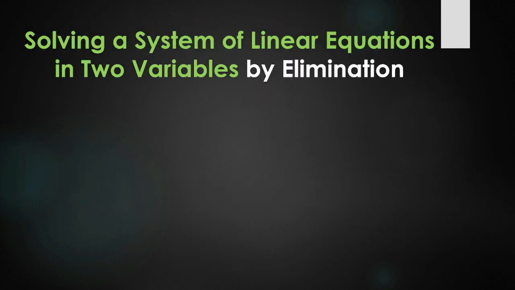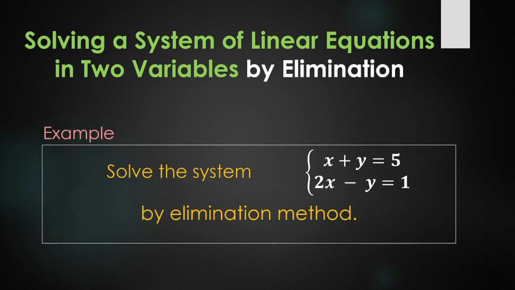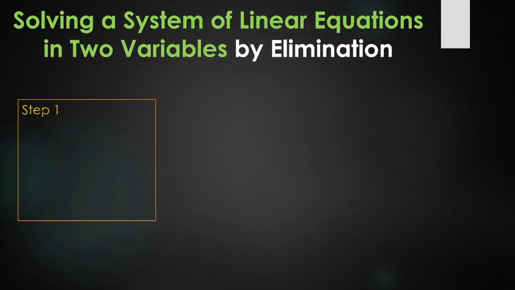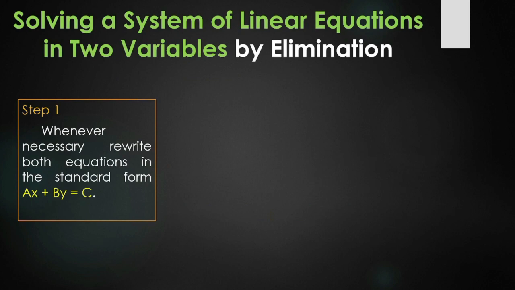Let us now have solving a system of linear equations in two variables by elimination. So for example, solve the system x plus y equals 5, 2x minus y equals 1 by elimination method. The first step is, whenever necessary, rewrite both equations in the standard form ax plus by equals c. So again, this is the given system. x plus y equals 5, 2x minus y equals 1.